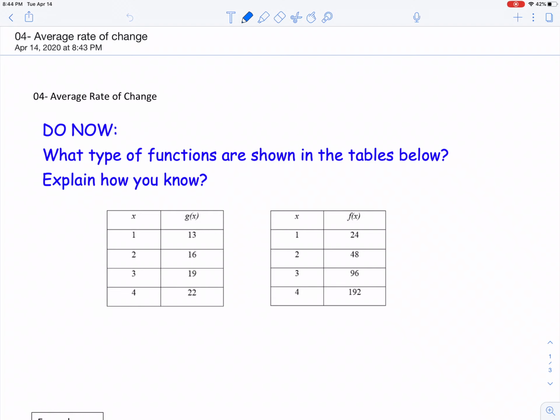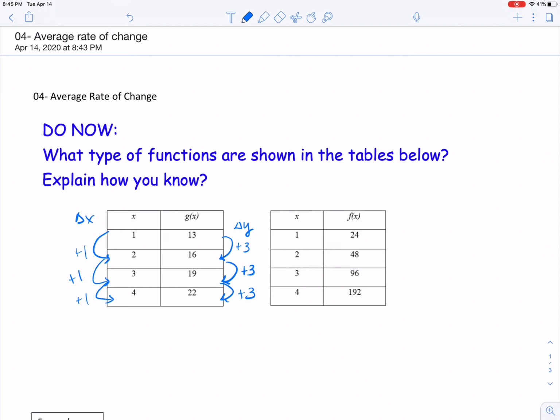Hello, today we're going to talk about average rate of change. What type of functions are shown in the table below? Explain how you know. So if you look, I always start with the output column and I look at what the change in y is. So the change in y here is plus 3, plus 3, plus 3, and the change in x is plus 1, plus 1, plus 1.